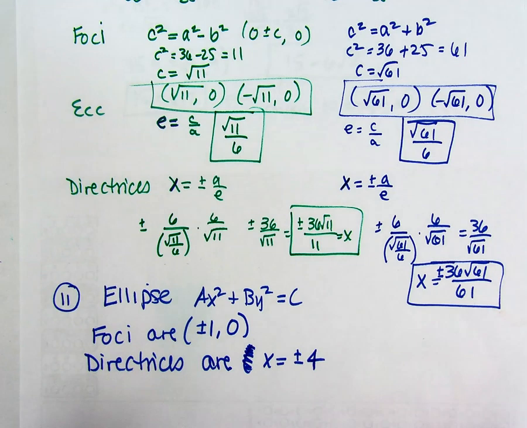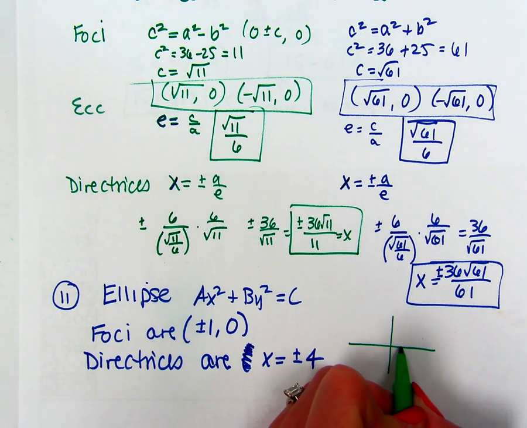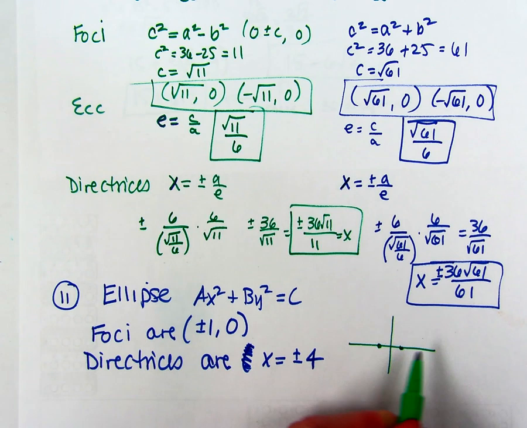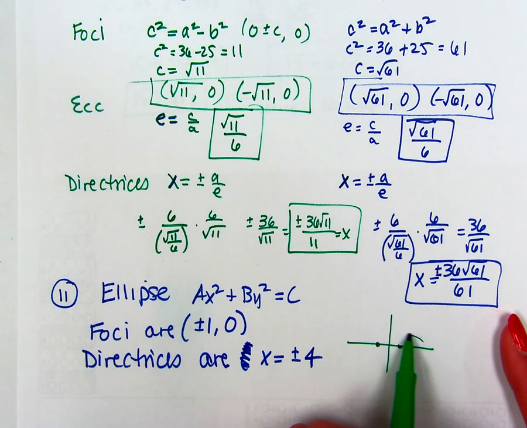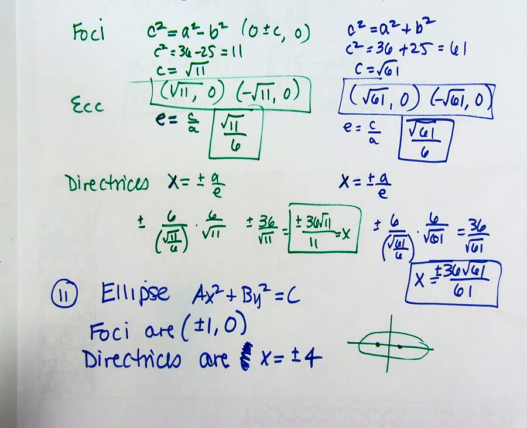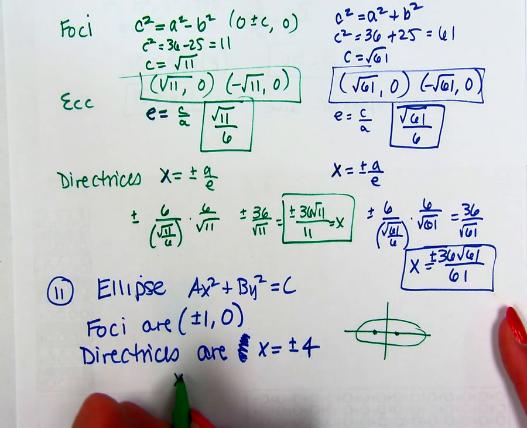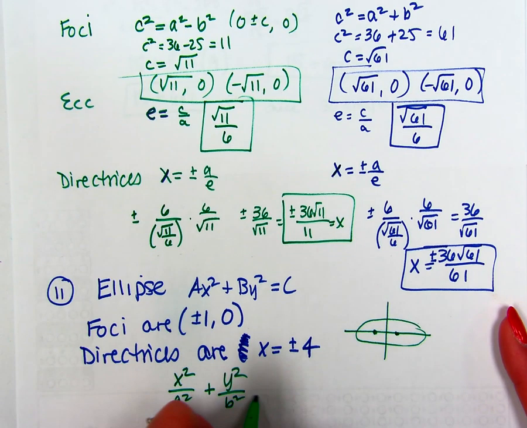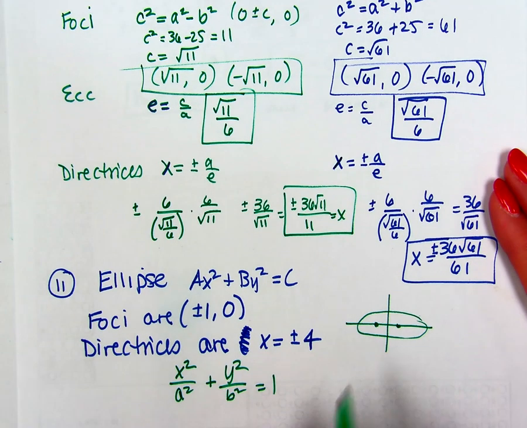All right, so think about what this means. If my foci are at (1, 0) and (-1, 0), then that needs to be along my major axis. I know that my ellipse is going to be longer horizontally than it is vertically. Okay, so I know that I have to be in the format x squared over a squared plus y squared over b squared equals 1. So the larger number has to be under the x. All right, I know also my center is at (0, 0).